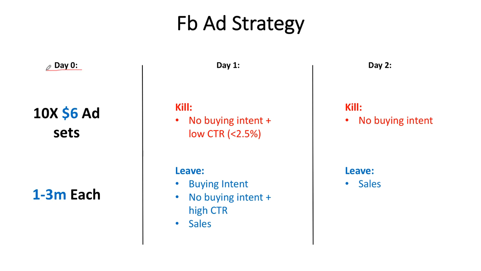So what I'm going to do, this is day 0, this is today where we set everything up. I'm going to be doing 10 times $6 ad sets. So we've got 10 different ad sets, each separated by different interests. And then each of these ad sets I want targeted to an audience of roughly 1 to 3 million. Now it can slightly deviate from that, but ideally you want a minimum of 1 million and you don't really want to go too much over 3 million for your audience size.